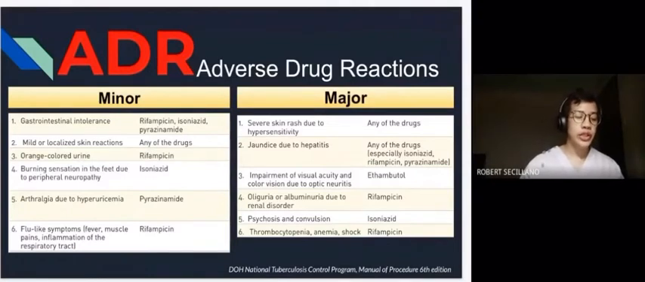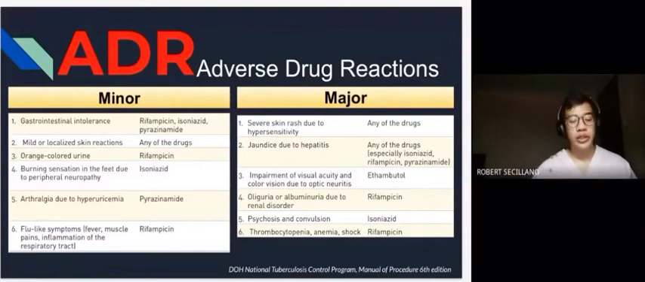Also, burning sensation in the feet due to peripheral neuropathy because of isoniazid. So remember, isoniazid promotes the excretion of pyridoxine or vitamin B6. So prophylactic administration of vitamin B6 will prevent this drug reaction. Also, arthralgia due to hyperuricemia because of pyrazinamide, we can treat the hyperuricemia. Also, for flu-like symptoms because of rifampicin, we can give antipyretics.